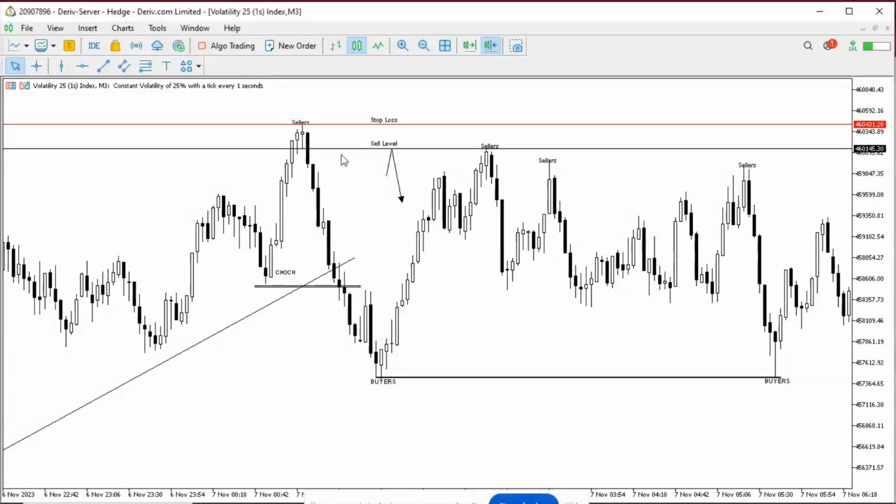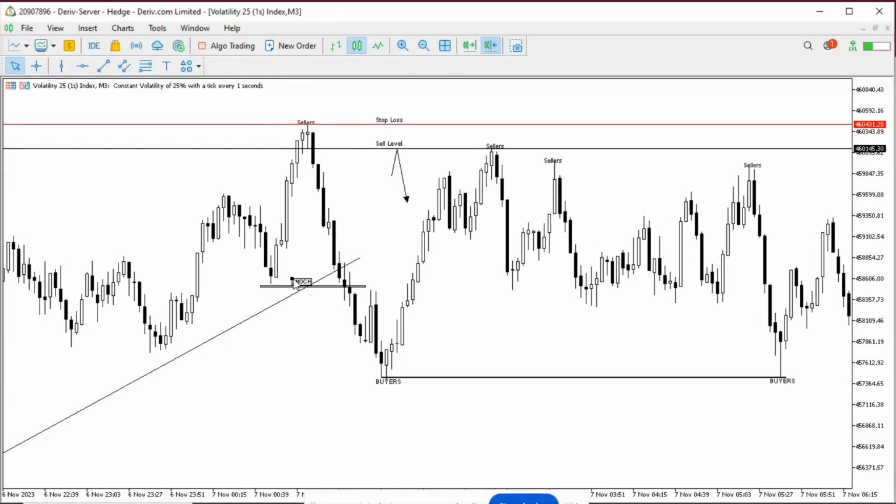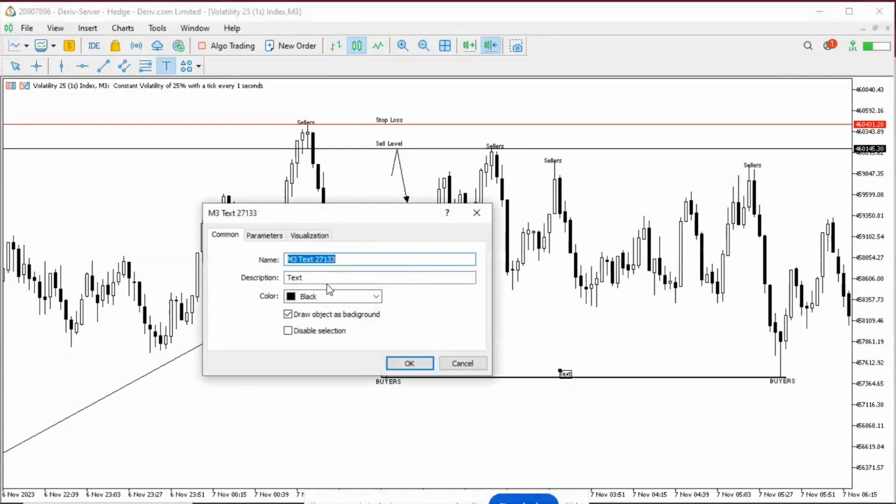So we have sellers who just entered the market. They took control because they changed the character of the market. And we have buyers who have created a what? A high liquidity fake out zone. Now, this is a good sign that we are going to sell.